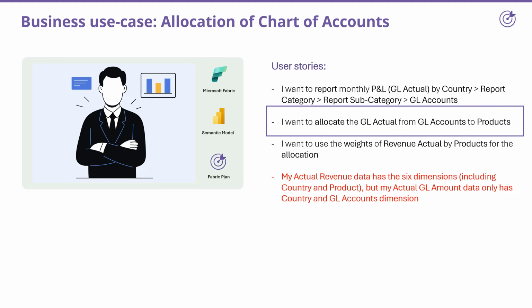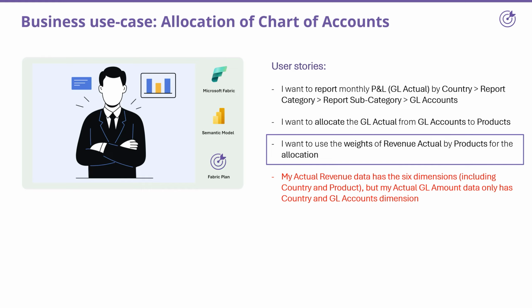See this second user story. This is the complexity I was talking about. You have a totally different hierarchical structure on reporting, financial accounting, and chart of accounts. But product is a different hierarchy, which has product, product family, brand, XYZ. These are separate hierarchies and separate contexts of business. How would you actually use the values of one specific hierarchy and allocate it using some ratio to the other hierarchy? I want to use the weights of revenue actual by products for allocation.